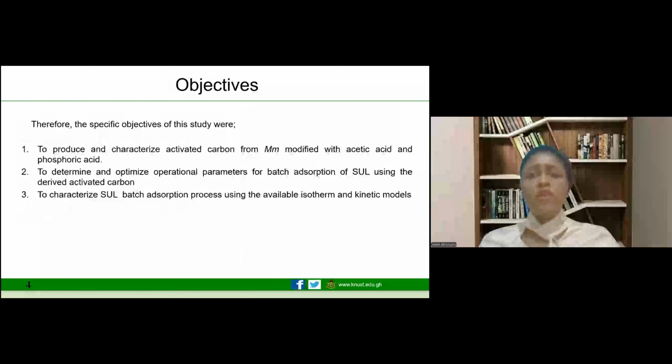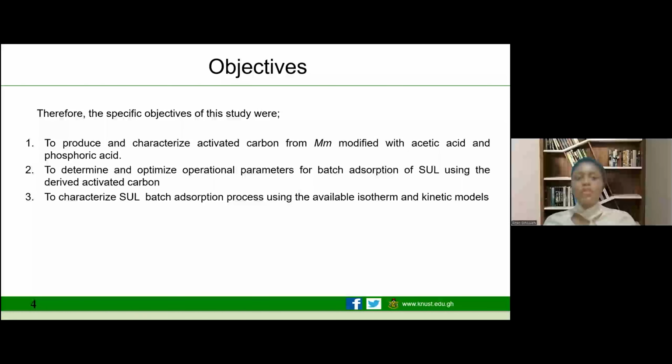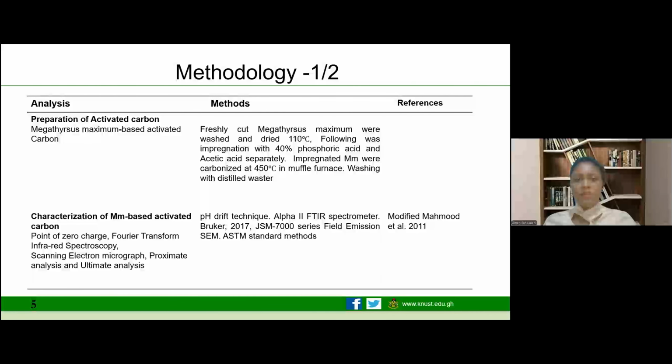So the specific objectives of the study were to produce and characterize activated carbon from MM using an organic acid, acetic acid, and a mineral acid, phosphoric acid. We also determined the operational parameters and optimized them. And then we characterized the batch process using the available isotherm and kinetic models.